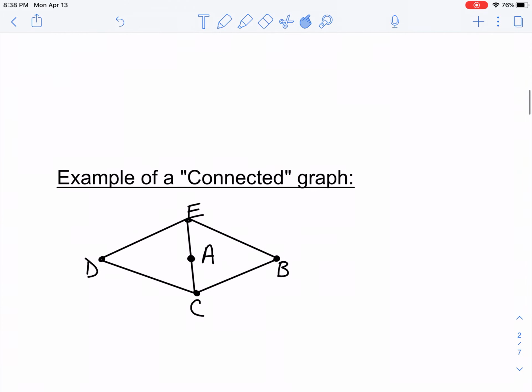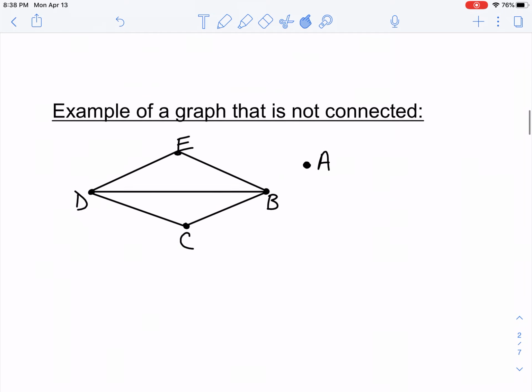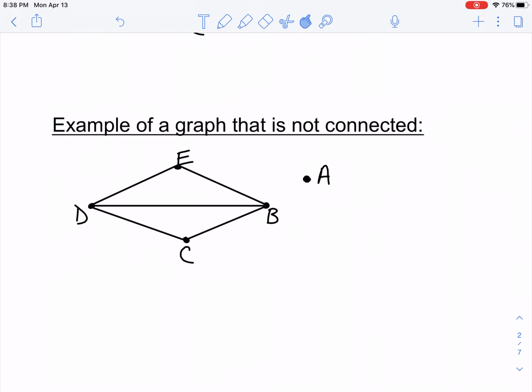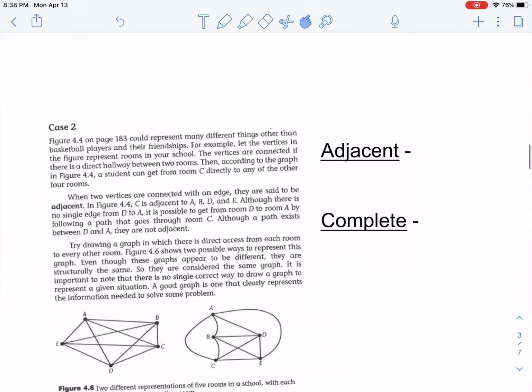So here's a connected graph. Every point could be traveled to. Here's a graph that's not connected. A is on an island. Okay.